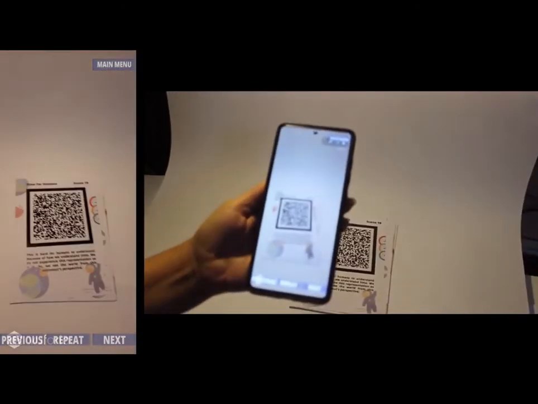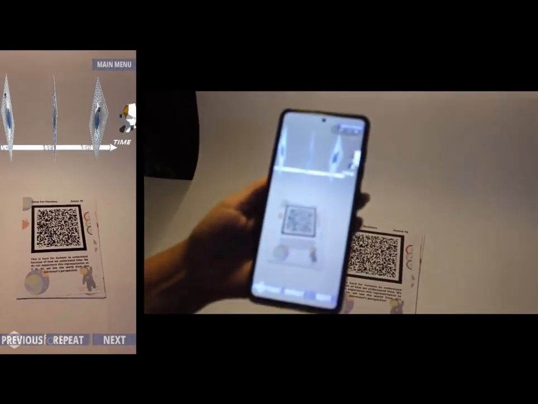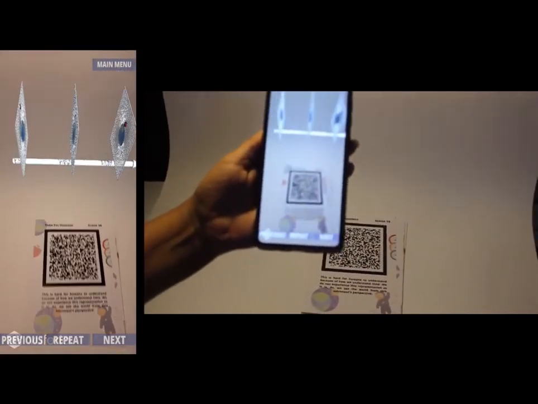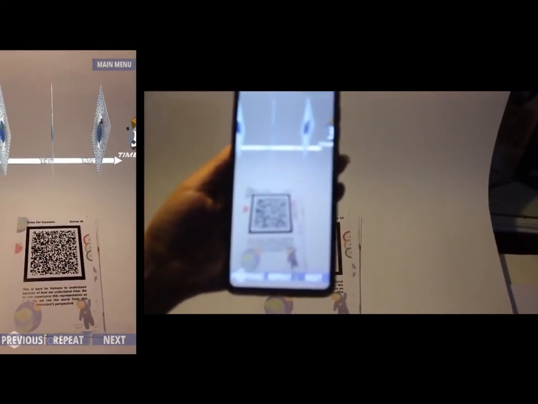This is hard for humans to understand because of how we understand time. We do not experience this representation as it is, as we see the world from this astronaut's perspective.